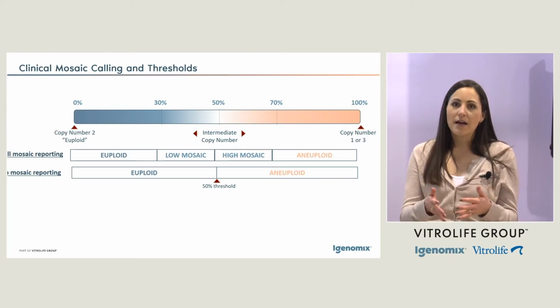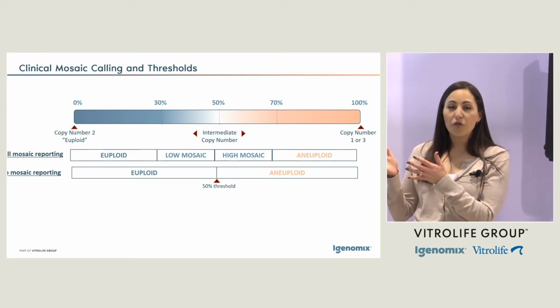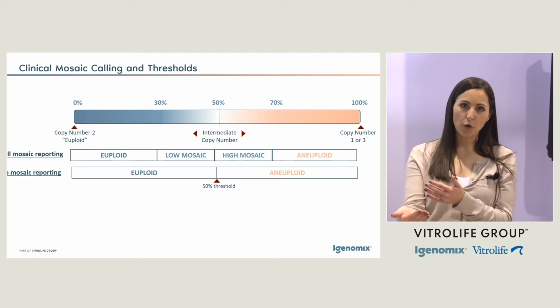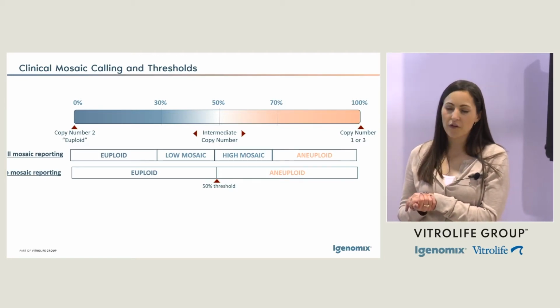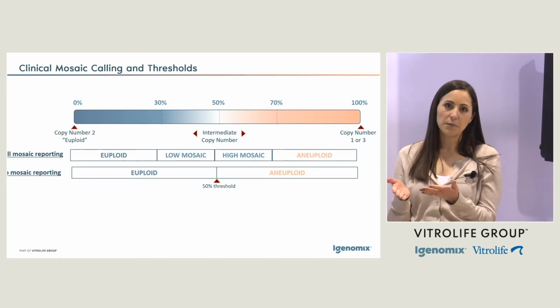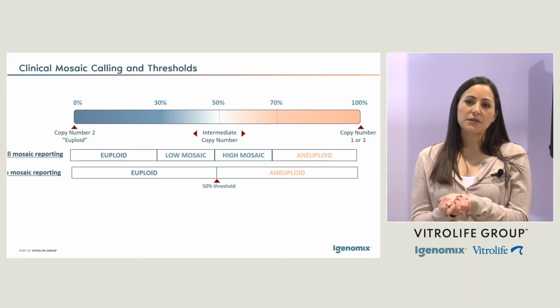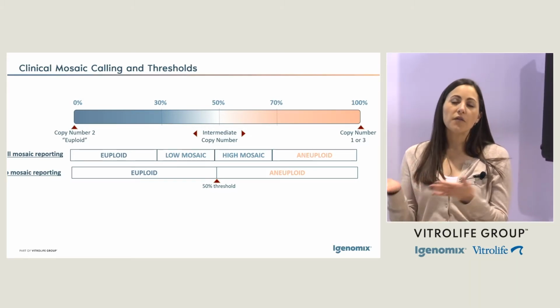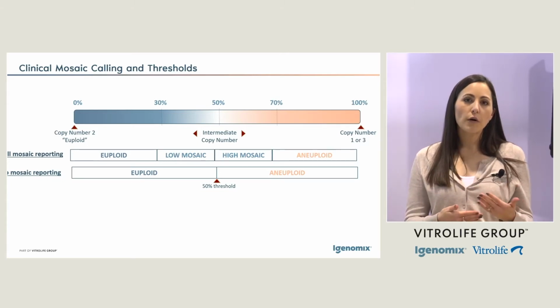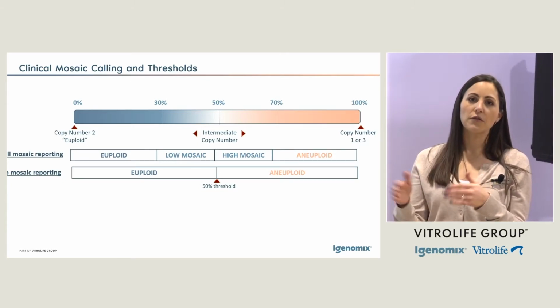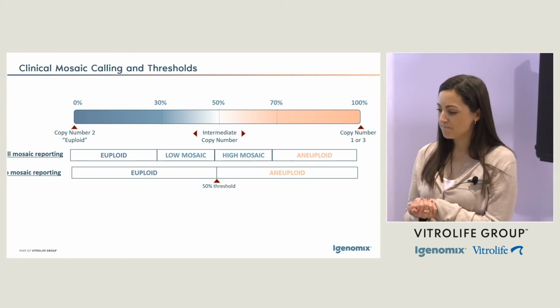So knowing that has really factored into our threshold used for our non-mosaic reporting clinics. So the threshold for non-mosaic reporting clinics would be 50%. So where embryos show a copy number variation below 50%, they would be classified as euploid, and above that 50% threshold would be classified as aneuploid.